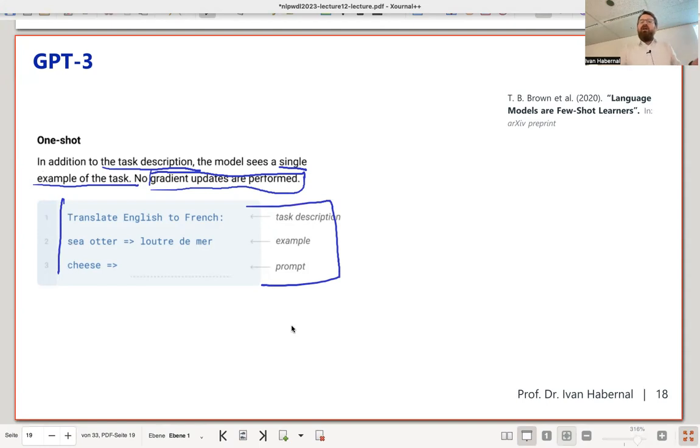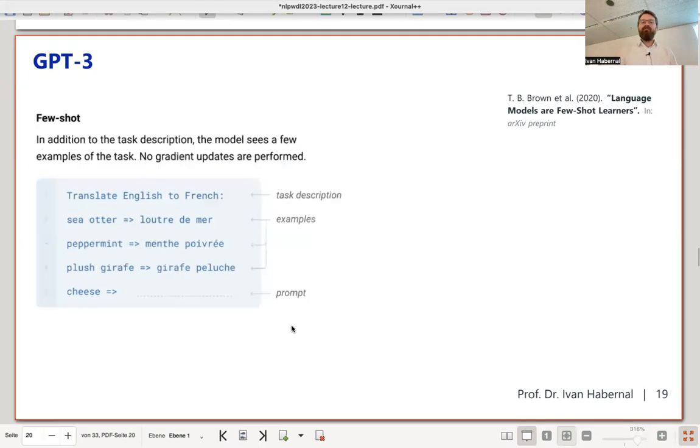And of course, you don't have to have just one shot. You can have two shots or few shots. So this is the last paradigm. Few-shot learning: again, you have the task description. The model is shown a few examples of the task. But again, there's no gradient update. So this is the same thing. You're saying, translate English to French is a task, I'll show you a couple of examples. Sea otter, loutre de mer, peppermint, plush giraffe, girafe en peluche, and cheese is fromage.